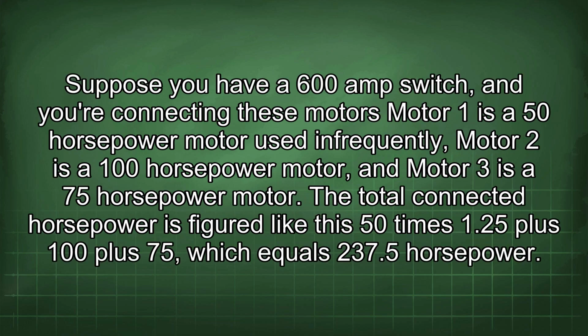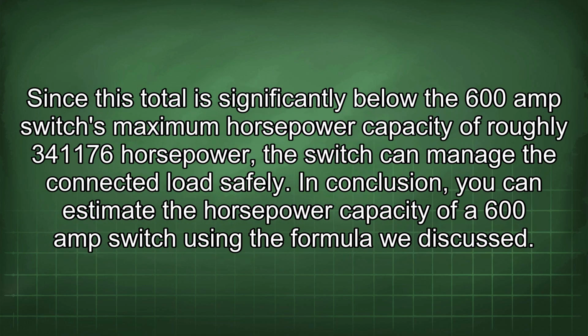Suppose you have a 600 amp switch, and you're connecting these motors. Motor 1 is a 50 horsepower motor used infrequently, motor 2 is a 100 horsepower motor, and motor 3 is a 75 horsepower motor. The total connected horsepower is figured like this: 50 times 1.25 plus 100 plus 75, which equals 237.5 horsepower. Since this total is significantly below the 600 amp switch's maximum horsepower capacity of roughly 341,176 horsepower, the switch can manage the connected load safely.